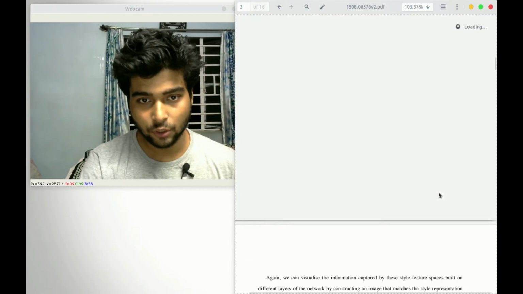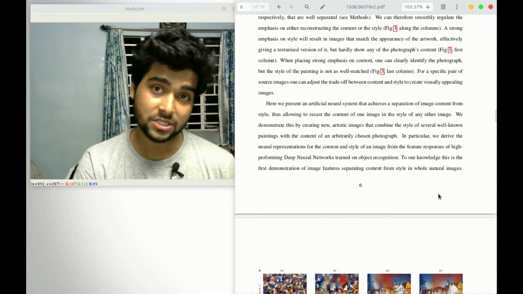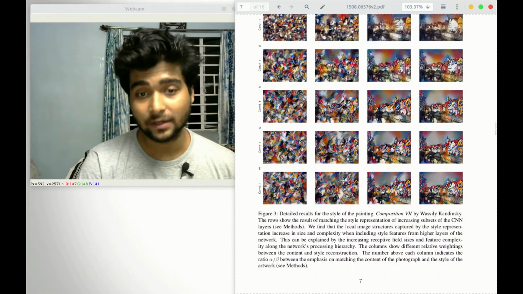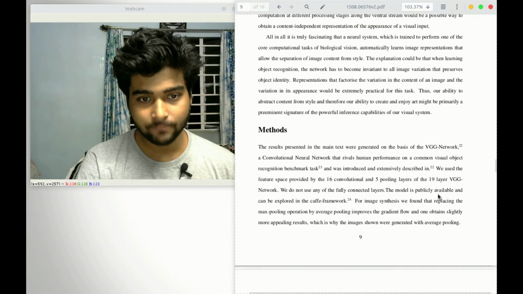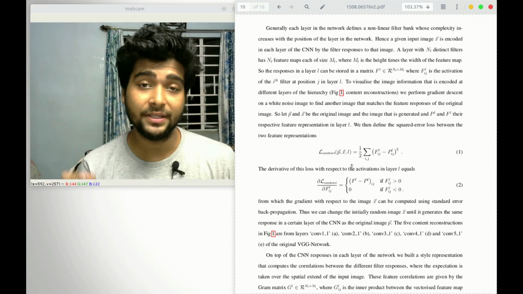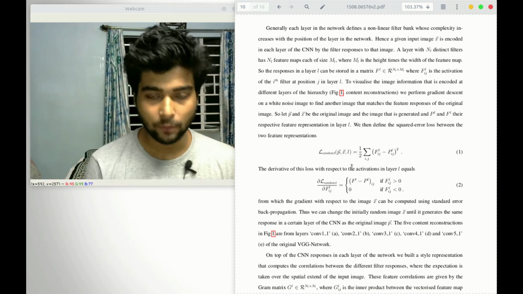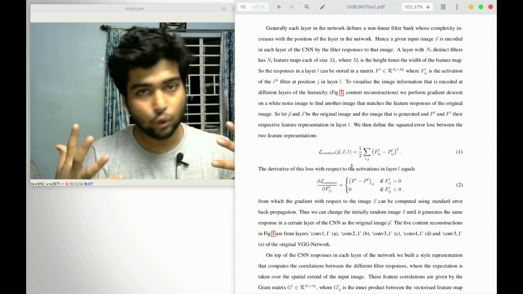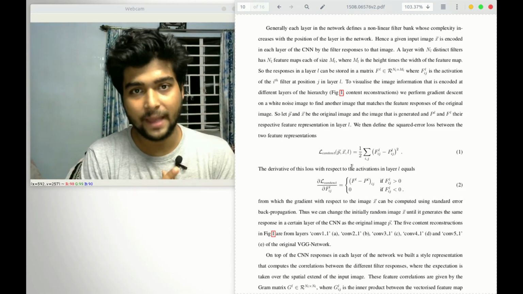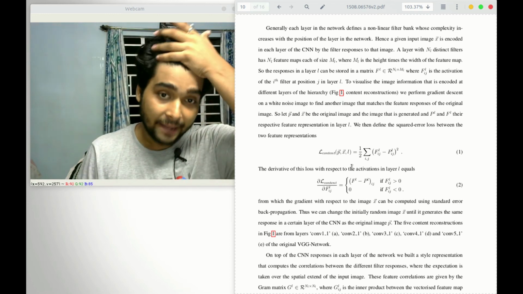Let's look at the loss functions that are used to calculate the losses with respect to the style and content representations. This is the loss function that is used to calculate the content loss. It's basically a simple Euclidean norm: you take the two matrices, subtract them, square them, and then halve them. Basic Euclidean norm.